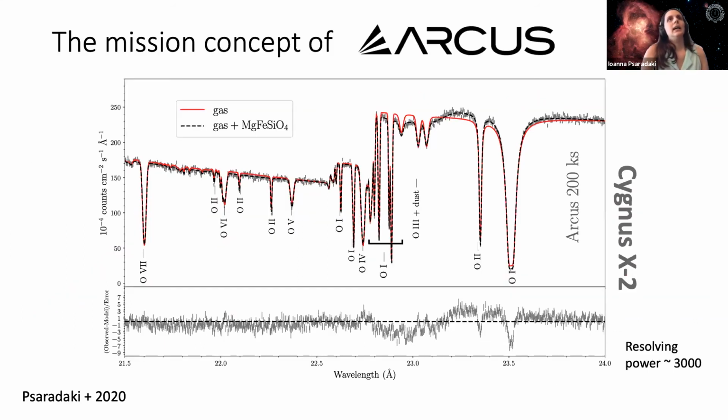And finally, there is the concept of ARCUS. It is proposed to be launched together with Athena, and ARCUS will give us great spectral resolution in the oxygen K edge. As you can see here, we will be able to see a forest of absorption lines in the oxygen, and also disentangle much better between the gas and dust phase in oxygen.